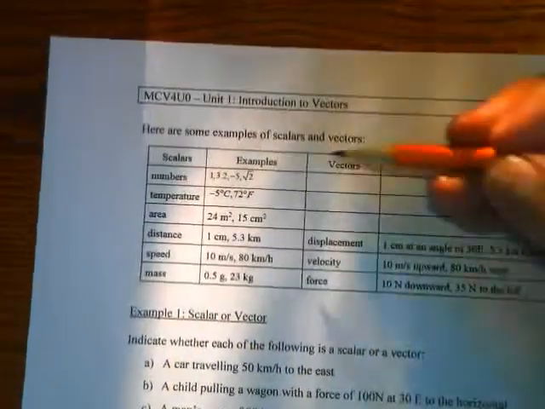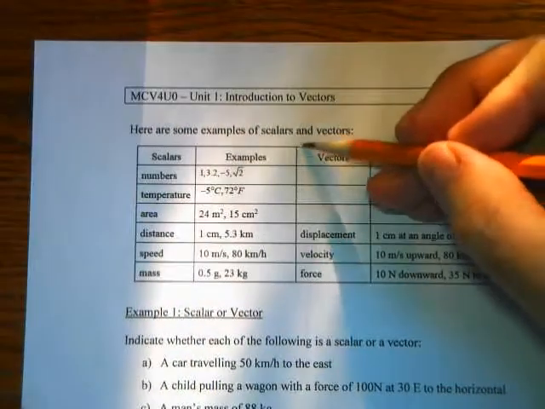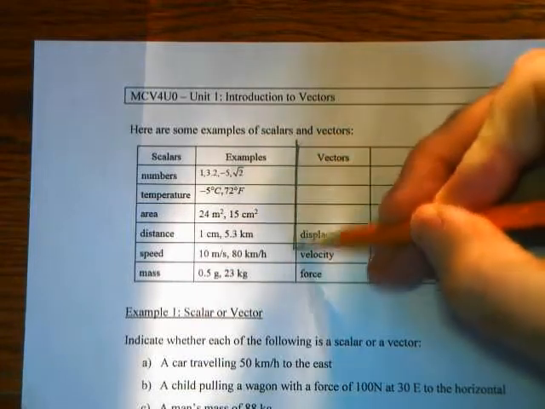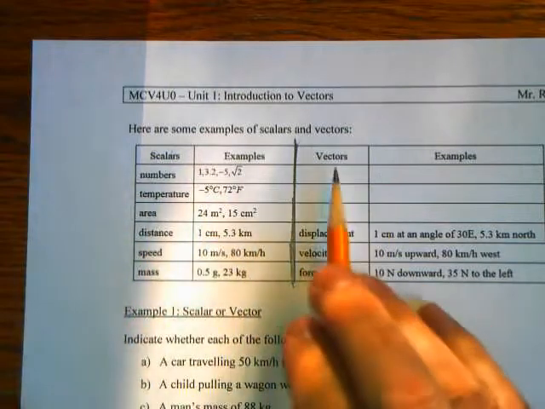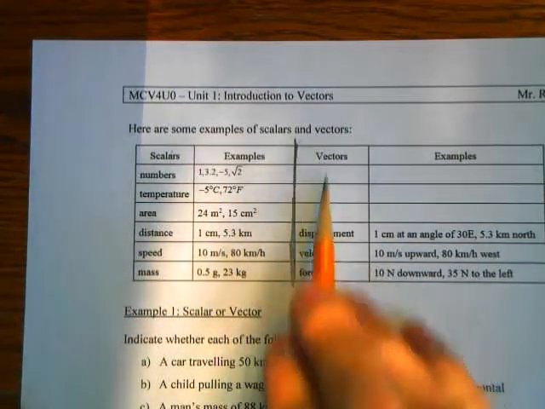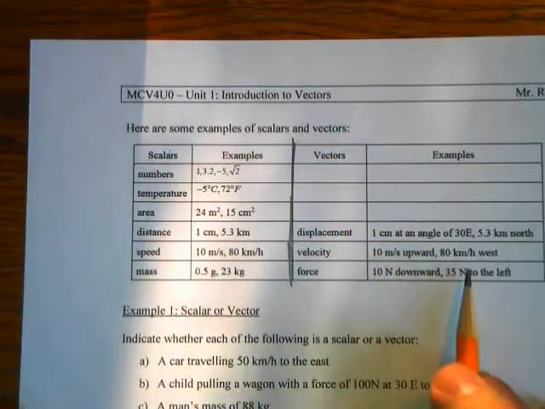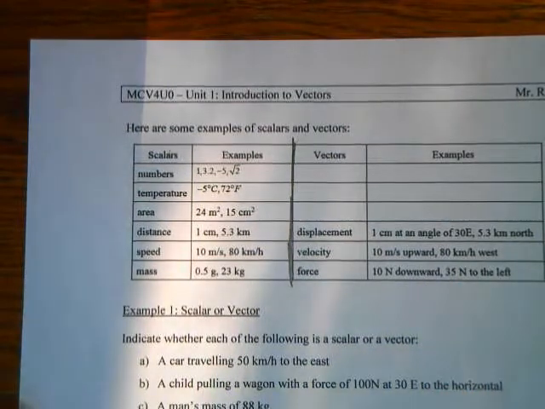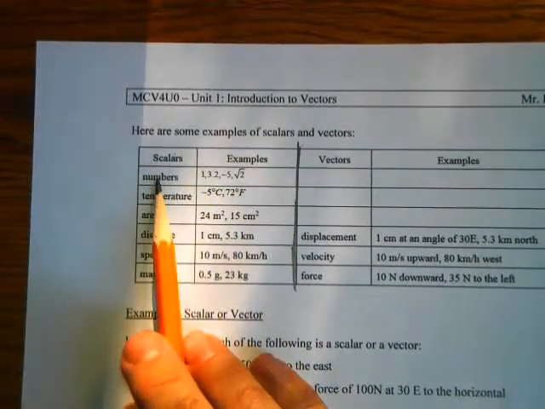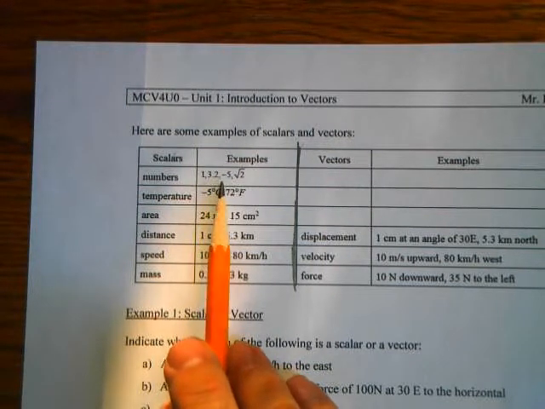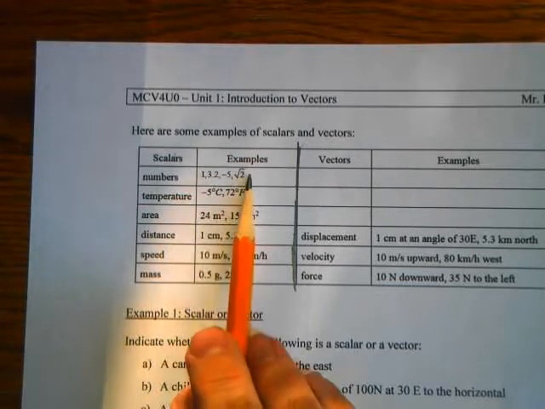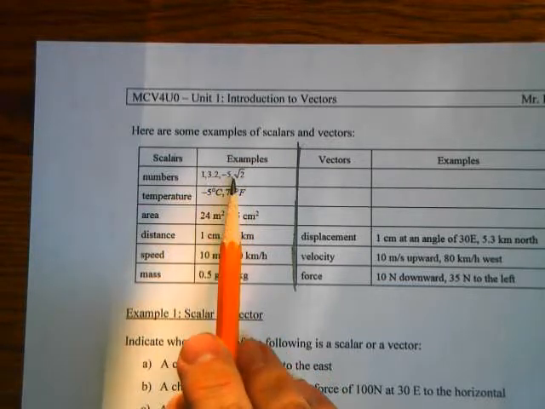So we start from fresh. We've got this left table here, which is just scalars. We've got scalars with some examples, and we have the comparable vectors over here with some examples. Things like numbers could be any irrational, rational, integers, whatever. Here are some examples of numbers.